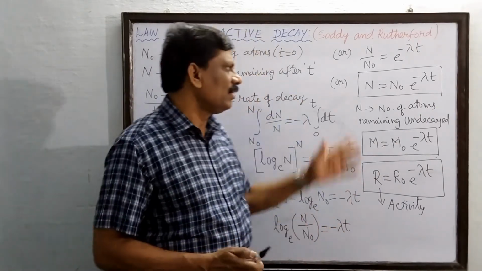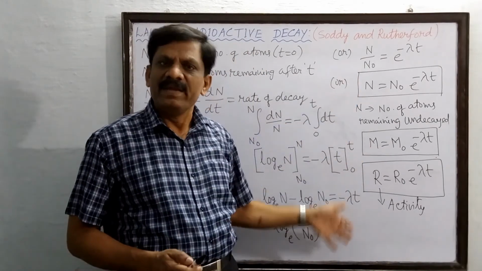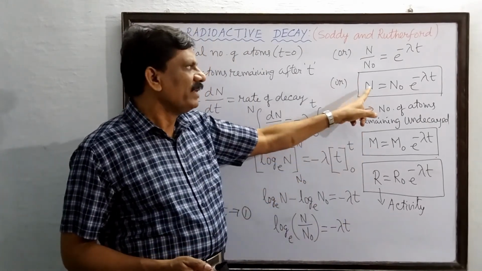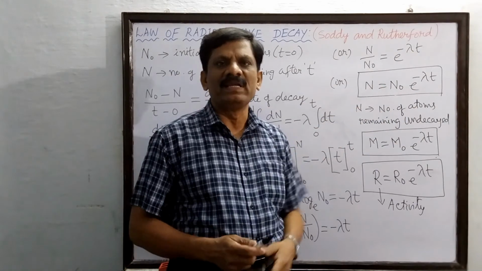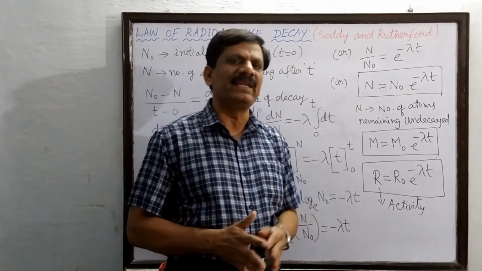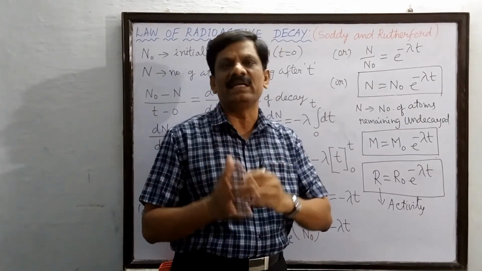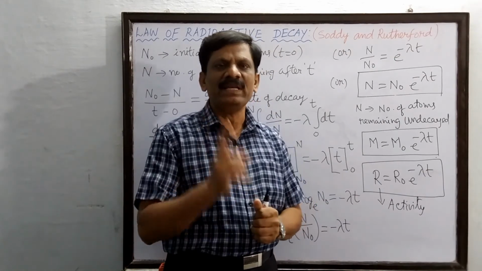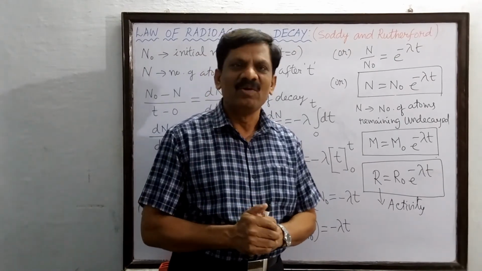So, my dear students, all the three equations are very important. So, we have derived n is equal to n0 into e power minus lambda t. This equation gives the number of atoms of the parent, the original nuclei remaining undecayed. Fine. Hope you have understood.